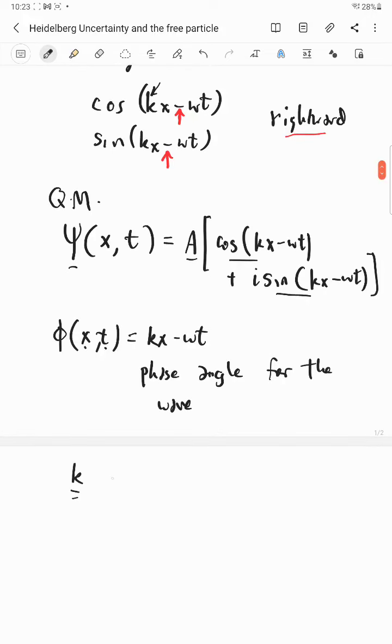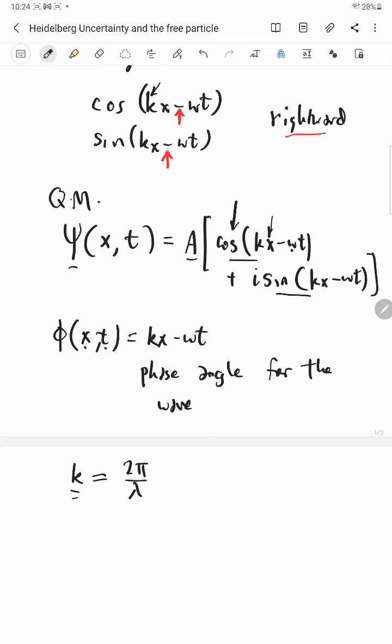So k is actually related to the wavelength of this wave, right? This is a wave because cosine and sine are wavy looking. But what the k does is it tells me about the spatial periodicity because it's multiplying the space thing. Omega tells me about the temporal periodicity. It tells me about the waviness in time. But I want to study k. So k is this kind of a quantity. This is the spatial periodicity.